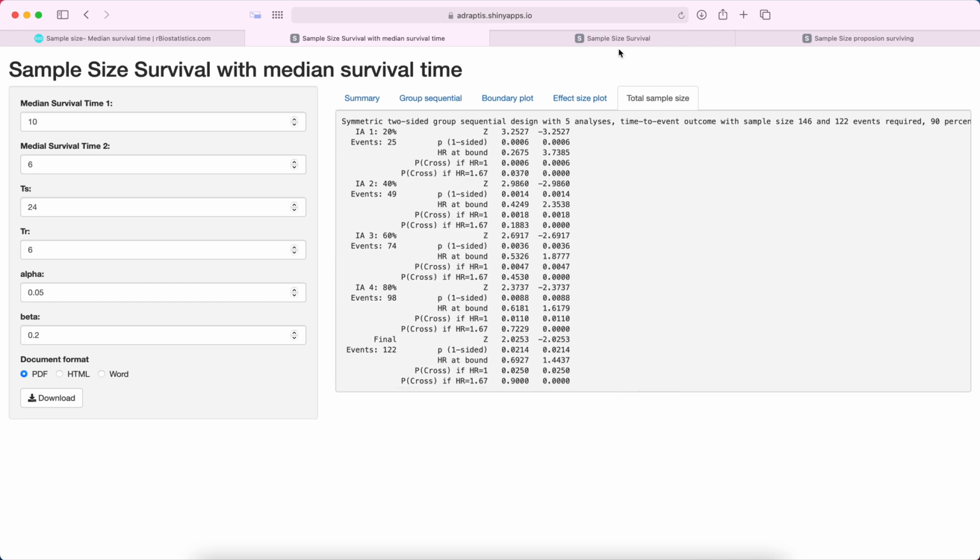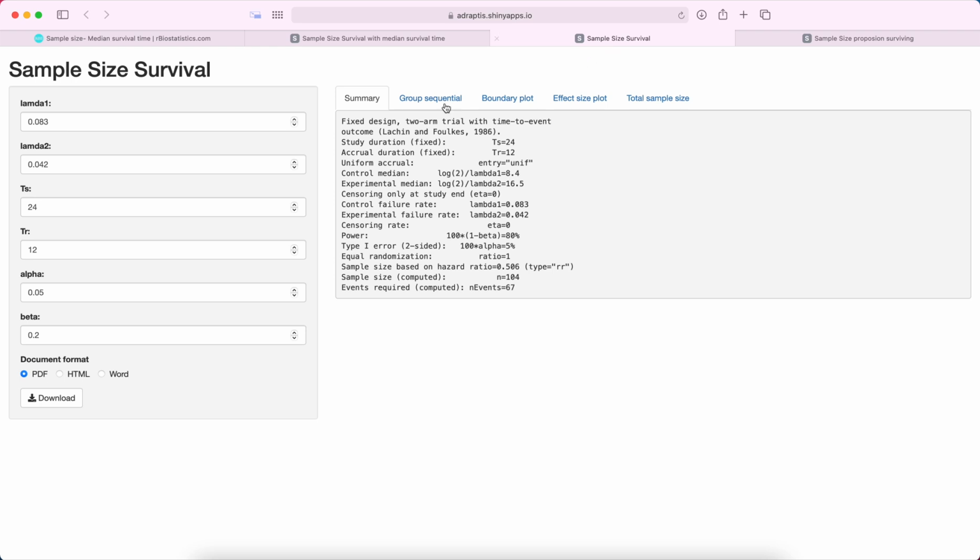If you were to use hazard ratio, it would look like this, and in this you would be using lambda 1 and lambda 2 for your hazard ratio values. And if you were to use proportion surviving, you would select proportion surviving 1, proportion surviving 2, and everything else would remain the same.